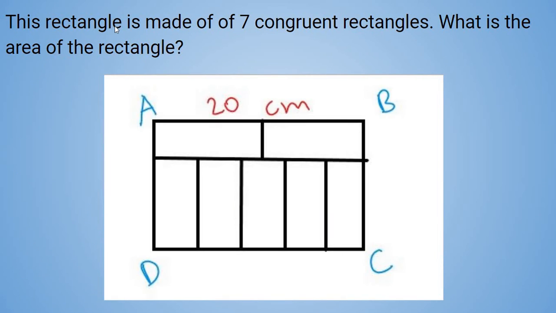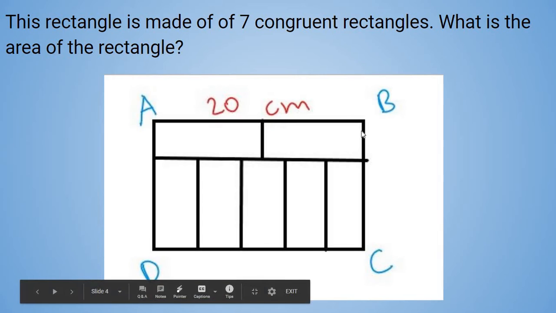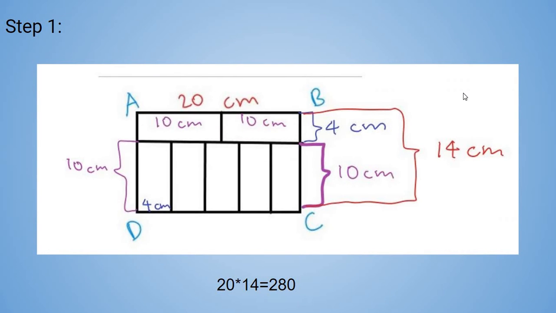Number 2. This rectangle is made up of 7 congruent rectangles. What is the area of the rectangle? So basically what the question is saying is congruent means the same sized rectangles. Like all these 7 little rectangles are the same size. They don't differ. And they're asking the area. So this side length they said is 20. Now we're just going to basically find out this side length so we can find the area.